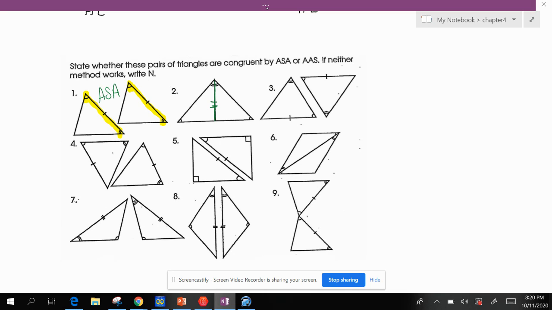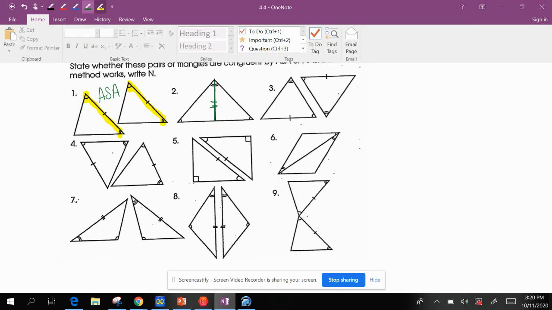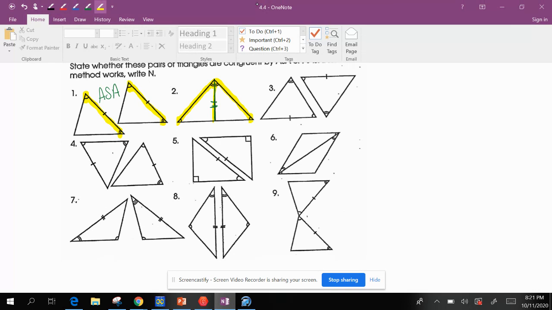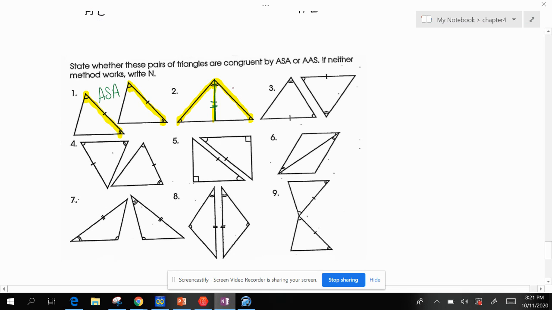All right, now I'm going to begin at the farthest angle, and I have an angle, nothing, an angle, and a side. Same thing over here, angle, nothing, angle, side. So which rule would this be? It is an angle, angle, side.